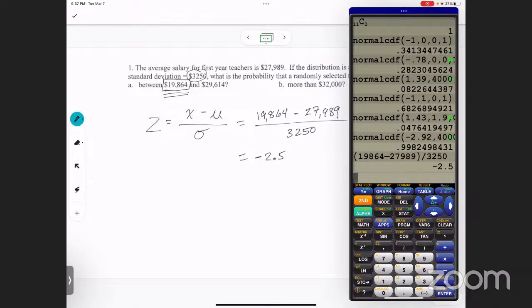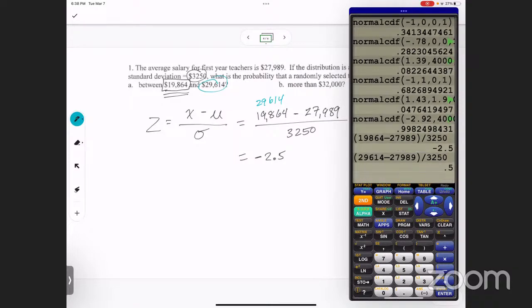And your z-score for the 29,000 is you change this to 29614. That's the only thing you change. So I'm going to hit second enter to get back that formula, and I'm going to type in here 29614, and it's 0.5. Okay. Got it.